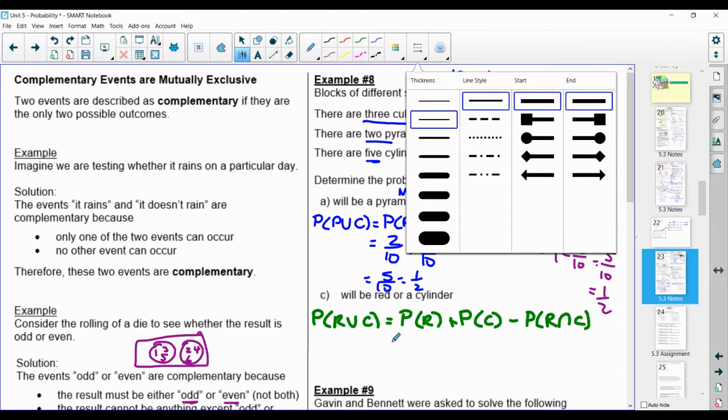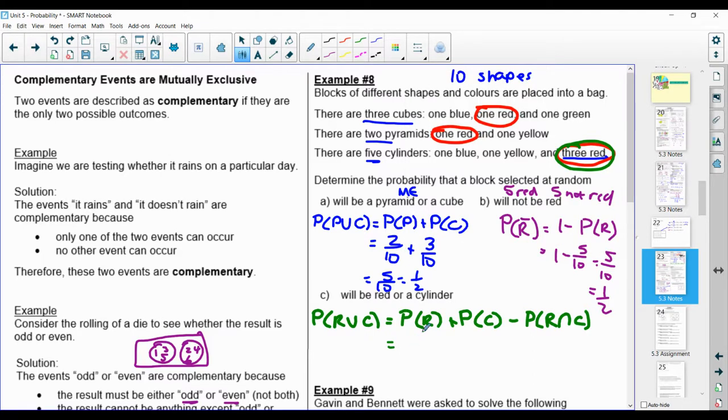All right, so the probability of being red is 5 out of 10. The probability of being a cylinder is 5 out of 10. And the probability of being a red cylinder is 3 out of 10. So 5 plus 5 is 10, minus 3 is 7. So there's a 7 out of 10 chance of being red or a cylinder.